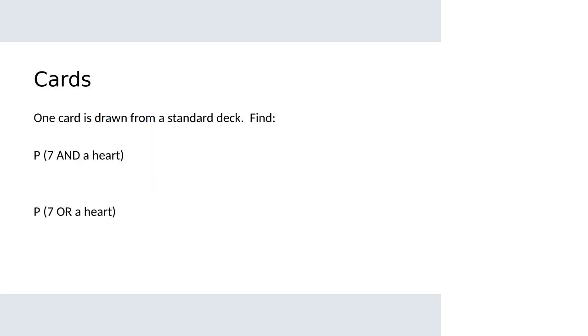One card is drawn from a standard deck. We'll do these one at a time. Feel free to type it in whenever you're confident. And even if you're not that confident, it's okay. The first one is, what's the probability of getting a 7 and a heart? The word and is extremely important here. We're going to draw one card from the deck. What's the probability that the card I get is a 7 and a heart?